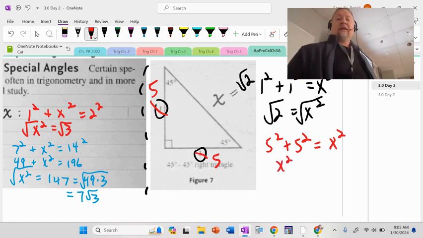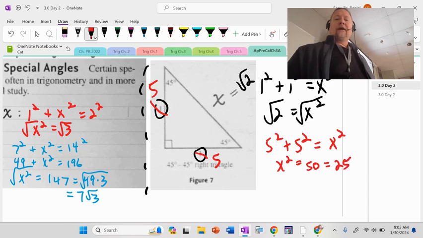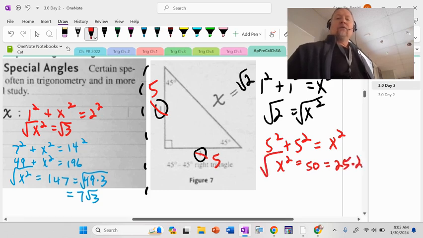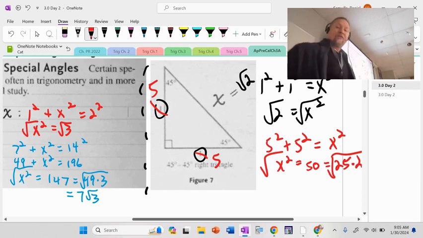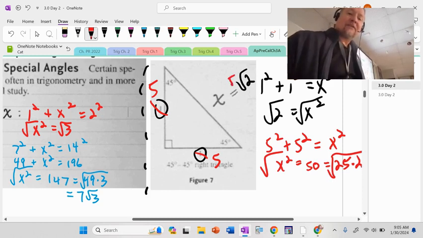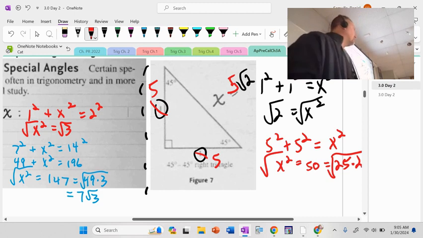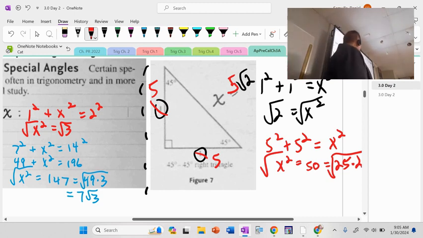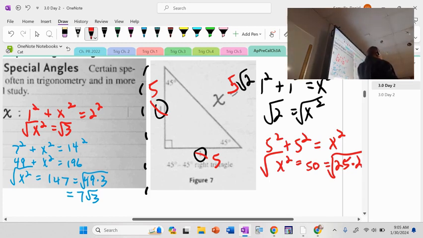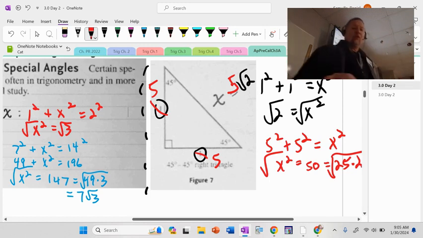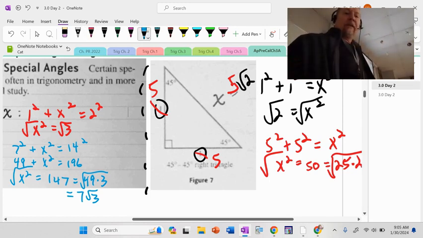50. 50 is 25 times 2. What do we end up with then? 5 root 2. Watch this. I'm just going to stick a 5 in front of that root 2. What if I made this 38? Then this would be 38. What would that be? 38 what? Root 2. So we're going to formalize it.